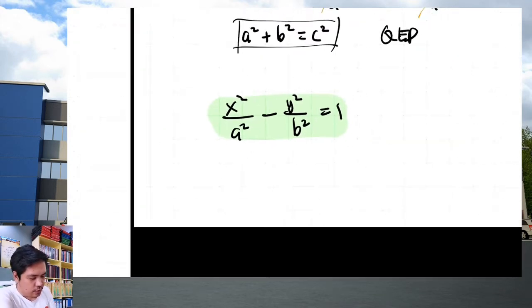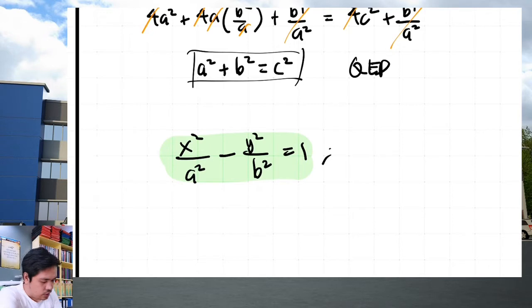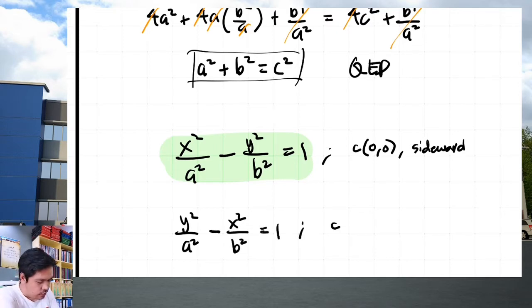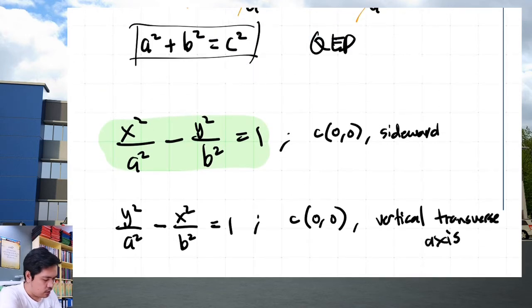Then, we also have, let me write that again. So, center at the origin and sideward opening. We also have y squared over a squared minus x squared over b squared equal to 1. This is for center at the origin but with upward, or vertical, transverse axis. By sideward here, I mean horizontal.